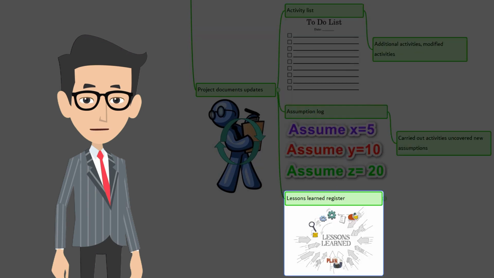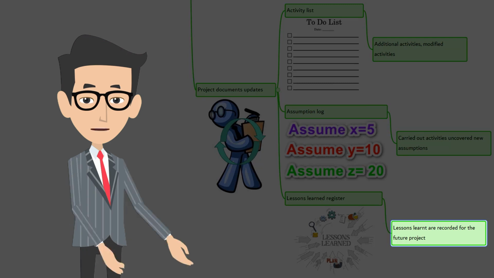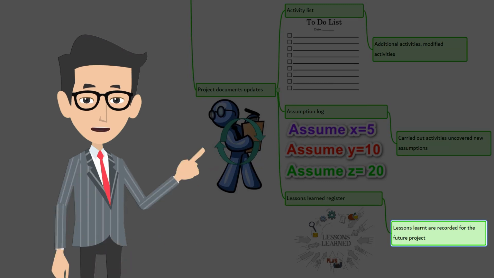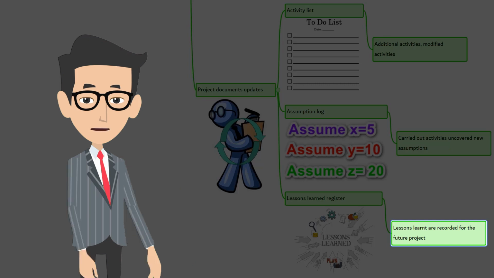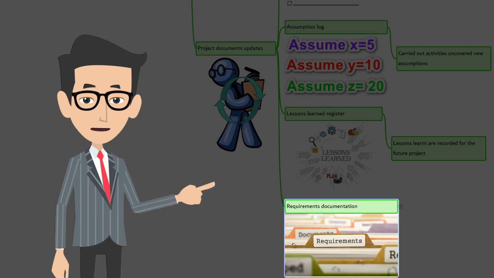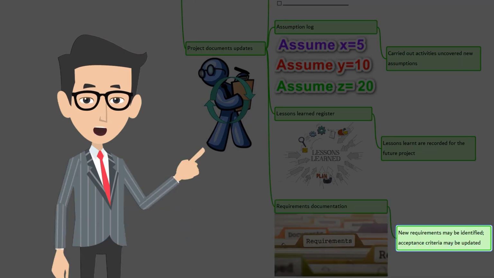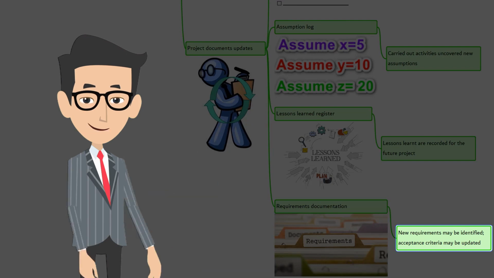Lessons learned register. Any lessons learned in the present project that will improve performance of a future project or the next phase of the current project get recorded. This includes both what went right, what went wrong, and what could have been done better. The next is requirements documentation. New requirements may be identified during this process. Progress on meeting the requirements also can be updated.